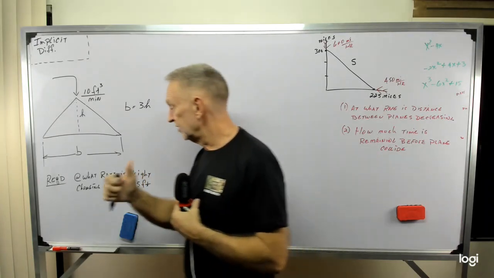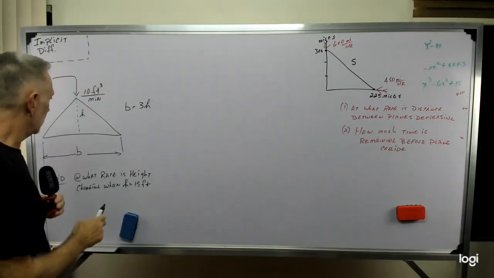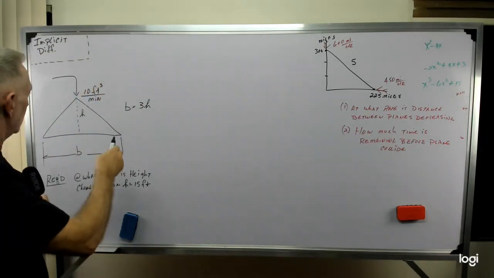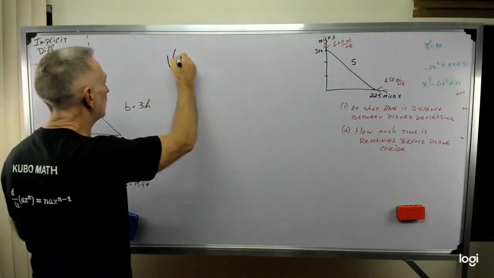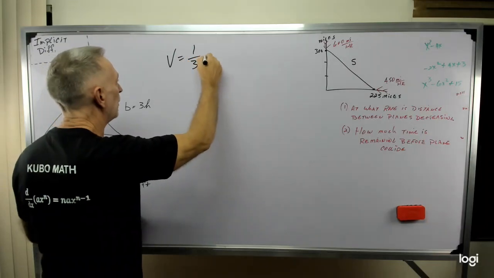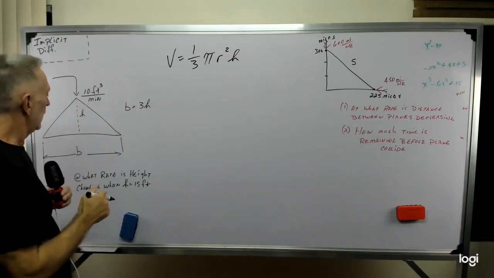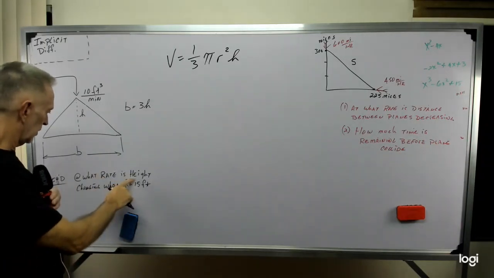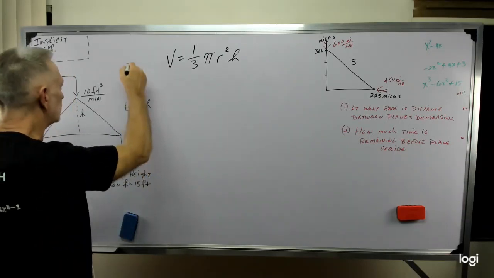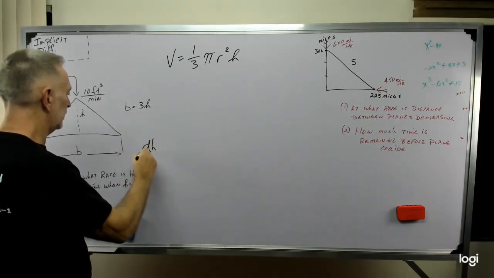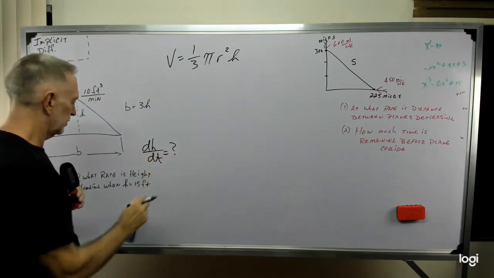It's a good implicit differentiation problem. Since this is making a cone, we know that the volume of a cone is 1/3 pi r squared h, okay? And they're asking us for the rate of change of the height. So they're asking for dh/dt. They want to know what that is.